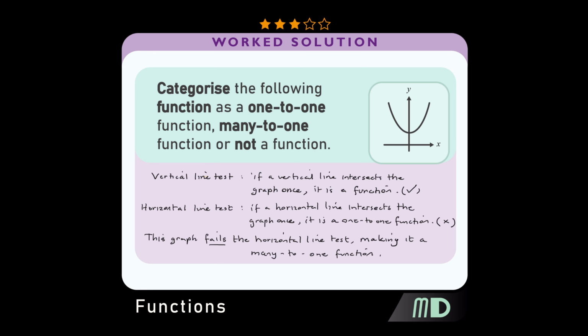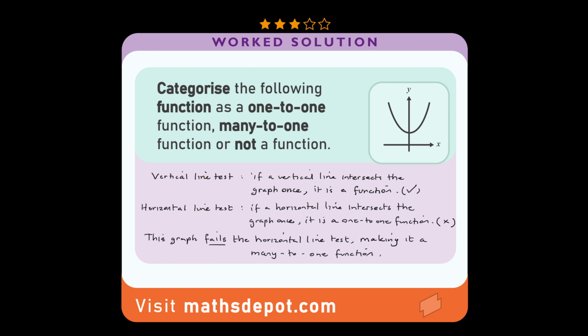Now in this video, we're going to answer the following question. Categorize the following function as not a function, a one-to-one function, or a many-to-one function. And we've been given a diagram showing a parabola constructed on a pair of axes in a two-dimensional plane.